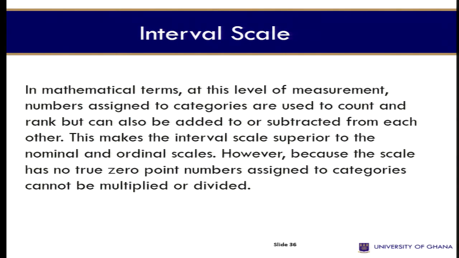So in mathematical terms, at this level of measurement, numbers are assigned to categories, and they are used to count and rank, but can also be added to or subtracted from each other. This makes the interval scale superior to the nominal and ordinal scales. However, because the scale has no true 0 point, numbers assigned to categories cannot be multiplied or divided.